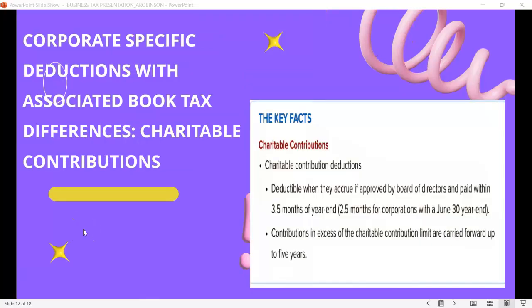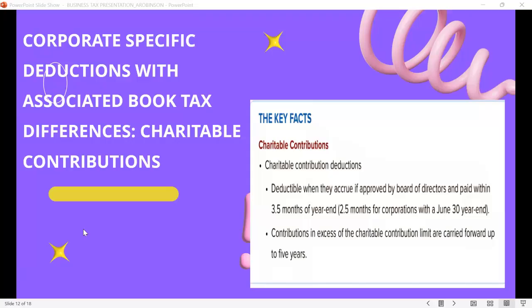Corporations are allowed to deduct charitable contributions to qualified charitable organizations. The limitation and timing rules differ for corporations regarding income-based deductions, allowing for them to deduct the monetary contributions, the fair market value of capital gains property they donate, and the adjusted basis of ordinary income property.